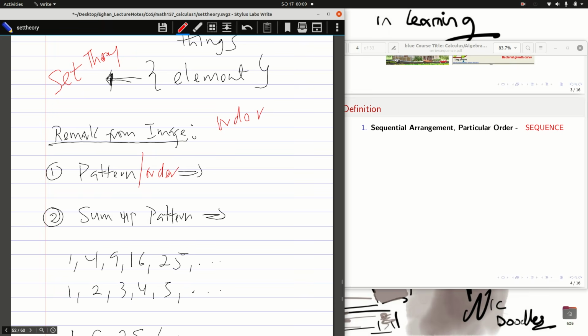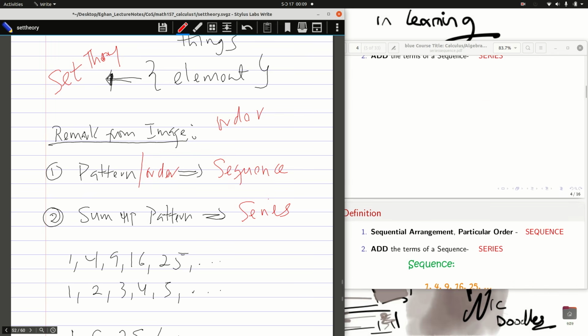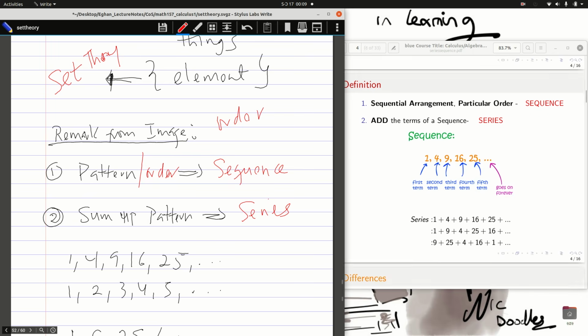So I have here as a remark from the image, I saw a pattern or an order of things. In this way we have the sequences. So sequences are arrangements of objects or elements in a particular order. If I sum up these objects, then I get a series. I hope it's not confusing. So sequence is just the arrangement of objects, and then series becomes the addition of the sequences.